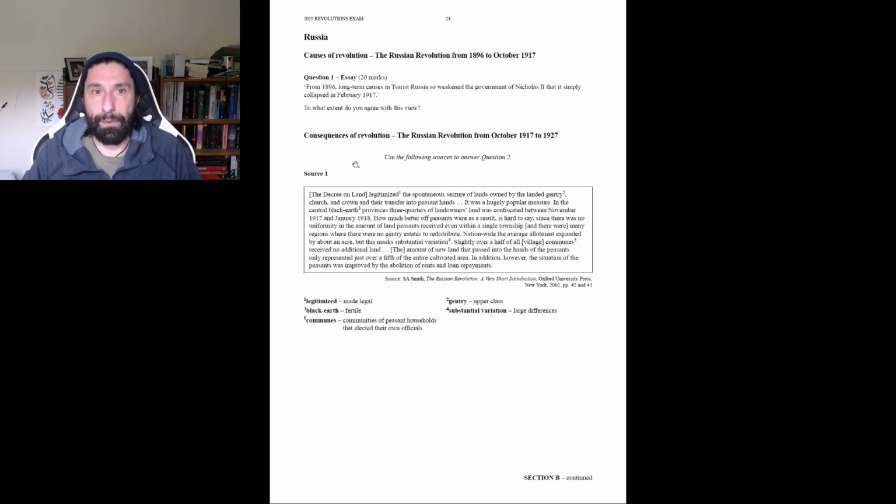And then for Russia area study 2, we have to do these source analysis questions. So source 1 and source 2. Source 1, the decree on land. So early decrees. Land was confiscated between November 1917 and January 1918. How much better off were the peasants as a result? So this is all about the decree on land and land redistribution.